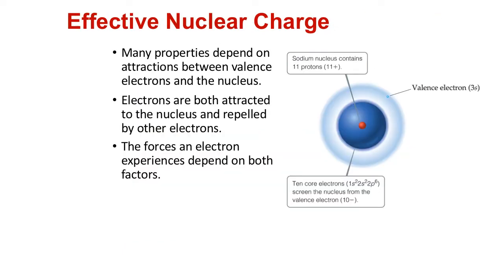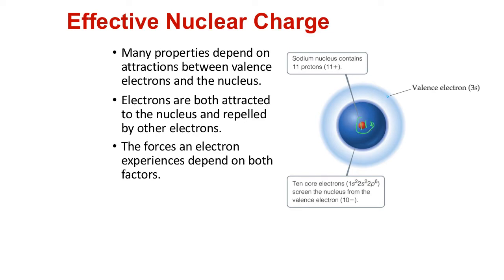So the effective nuclear charge is that trend that's resetting every time we go from left to right across a row of the periodic table and then reset. Many properties depend on the attraction between the outer valence electron cloud and the nucleus. If we think about this particular picture, look at sodium. Sodium has 11 protons in its nucleus. If you look at the atomic number of sodium, it has an atomic number of 11, so it has 11 protons in its nucleus.